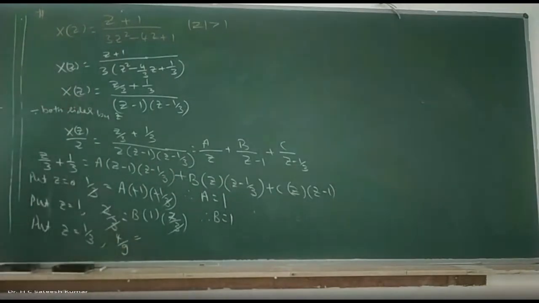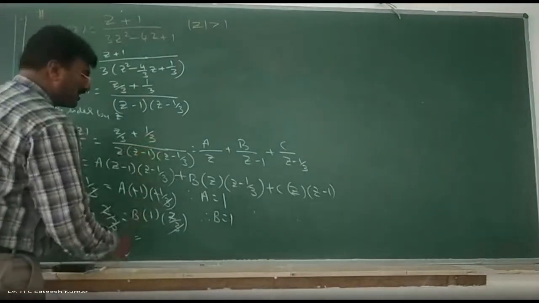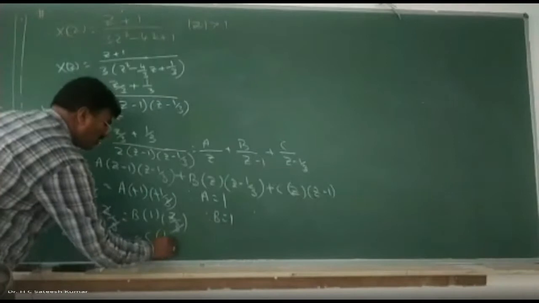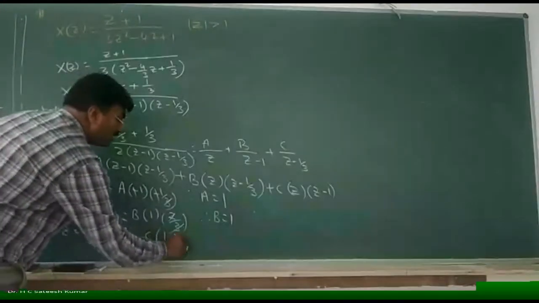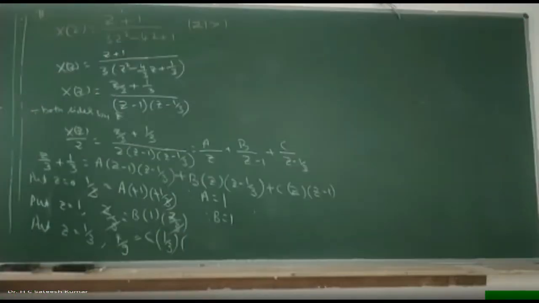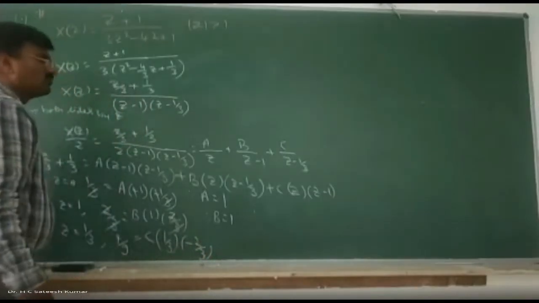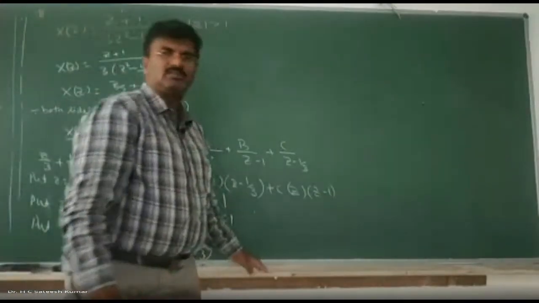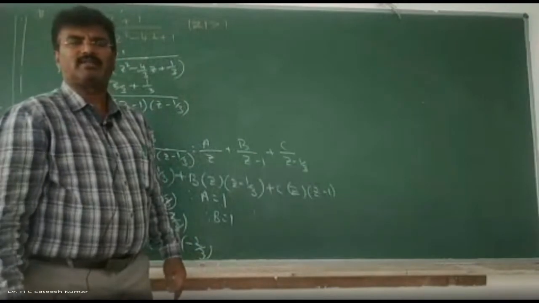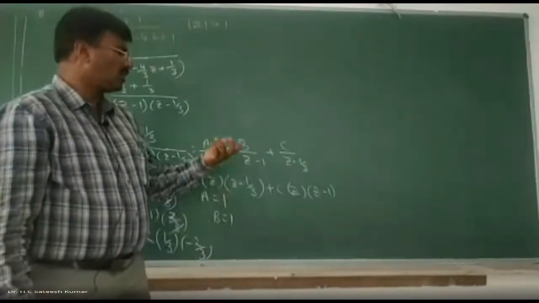Okay, right. 4 by 9 is equal to 4 by 9. The last one you will get, C into 1 by 3 into, what is that, we have 1 by 3 minus 1. 1 by 3 minus 1 is minus 2 by 3. So how will you do all these things orally? Sometimes it is not a must that you should use the calculator. So what you should do is, orally we should be able to do it.